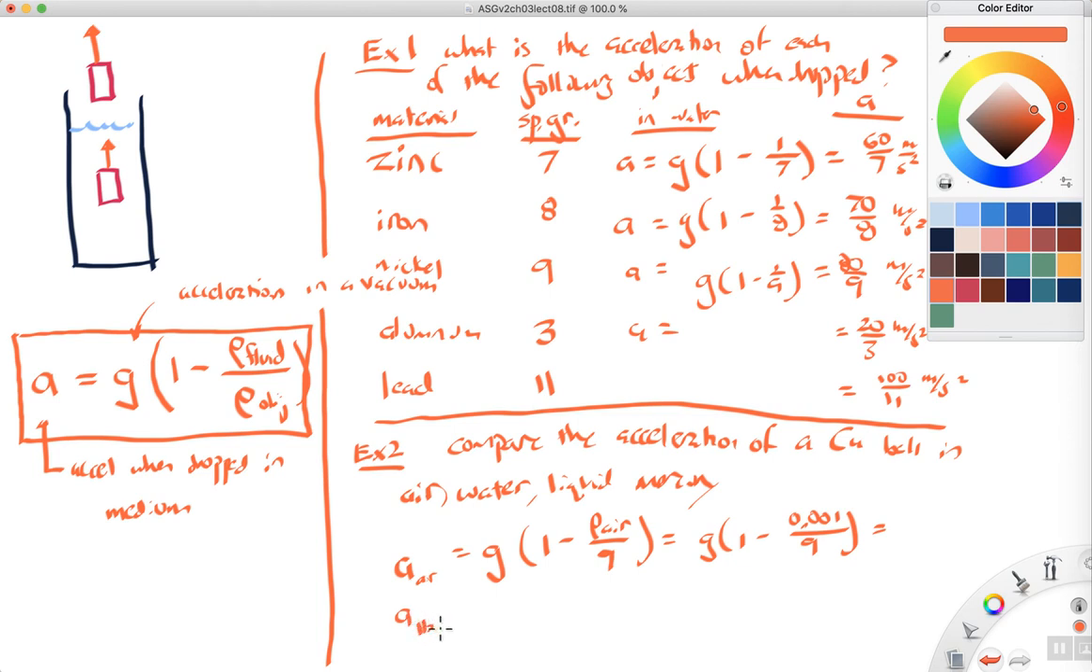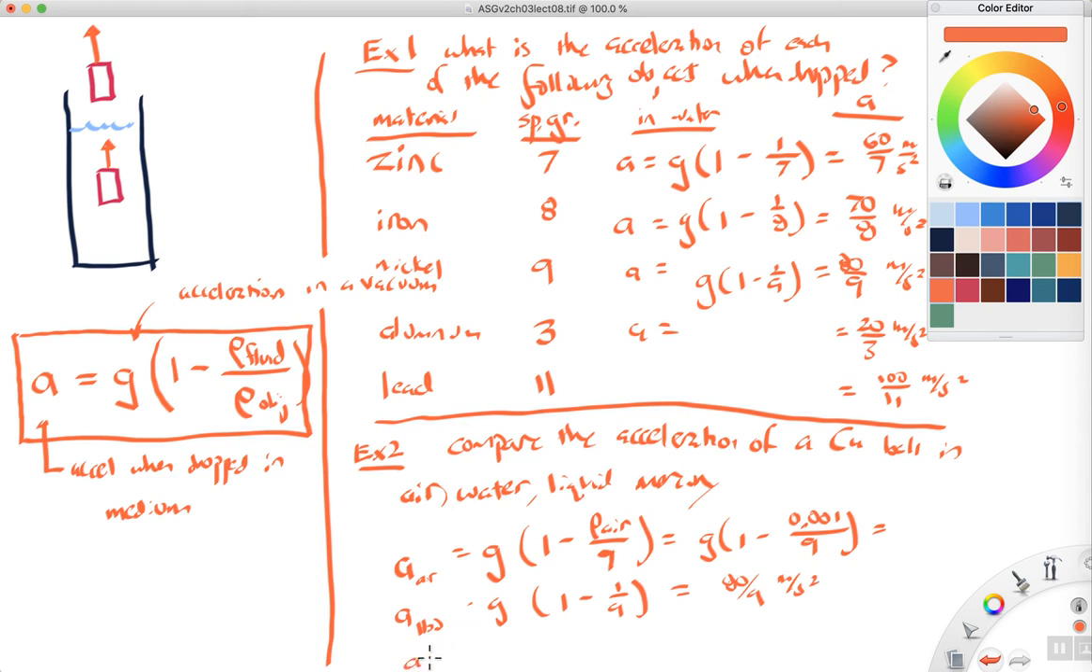What about the acceleration when falling in water? g times 1 minus the density of water, which is 1, and the density of the copper again is 9. And so we did this one before. It would be 80 over 9 meters per second squared.